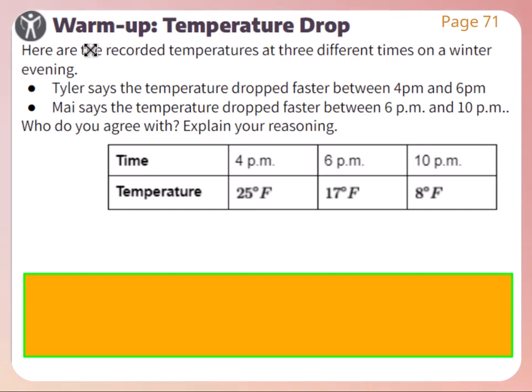All right, temperature drop. Let's do the warm-up. Turn to page 71. Here are the recorded temperatures at 3 different times on a winter evening. Tyler says the temperature dropped faster between 4 and 6 p.m. Mai says the temperature dropped faster between 6 p.m. and 10 p.m. Who do you agree with? Explain your reasoning. Pause the video now and then come back to it and compare answers.